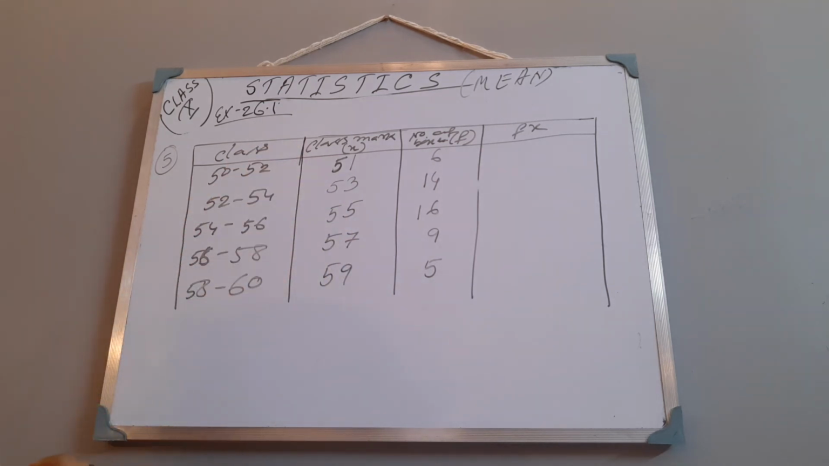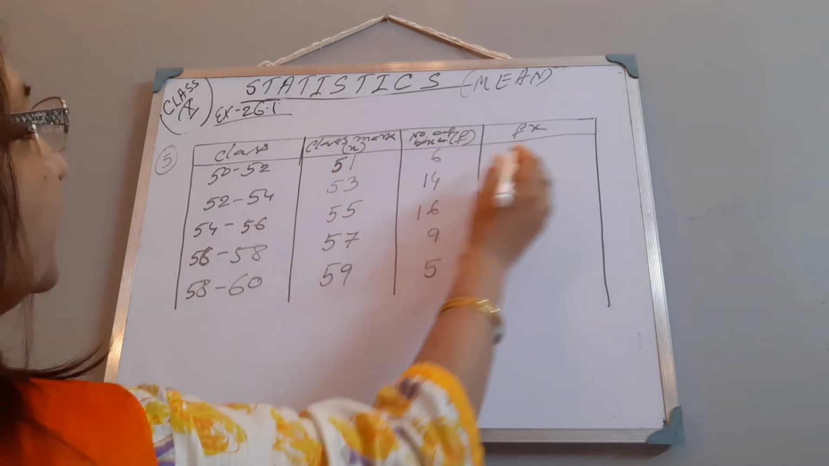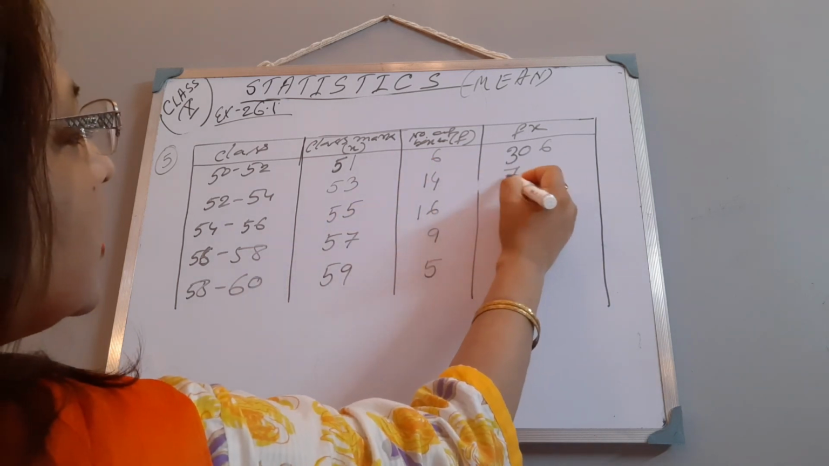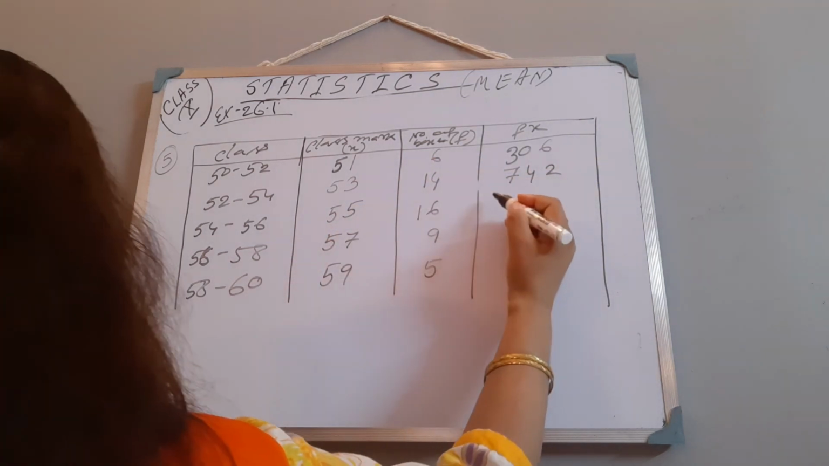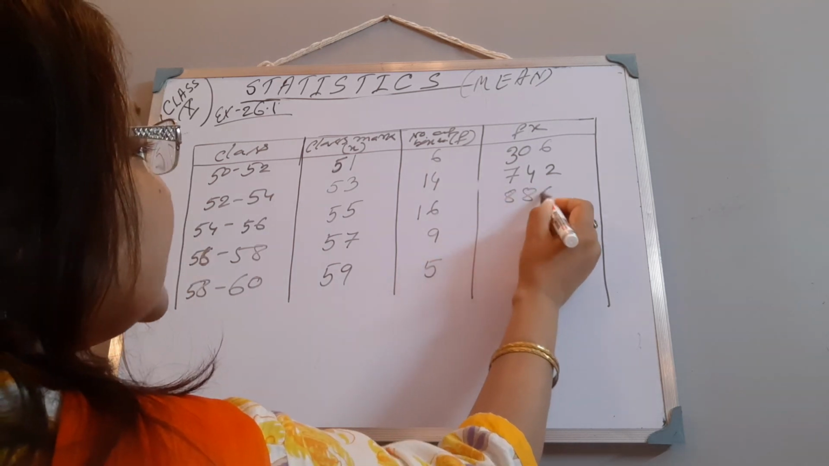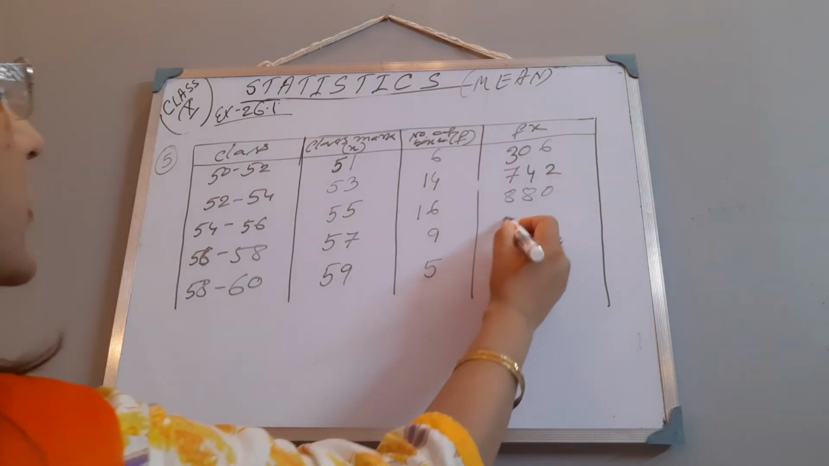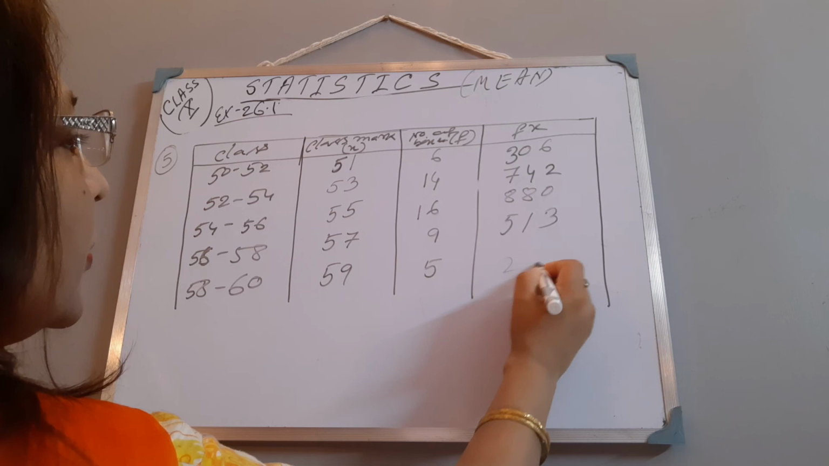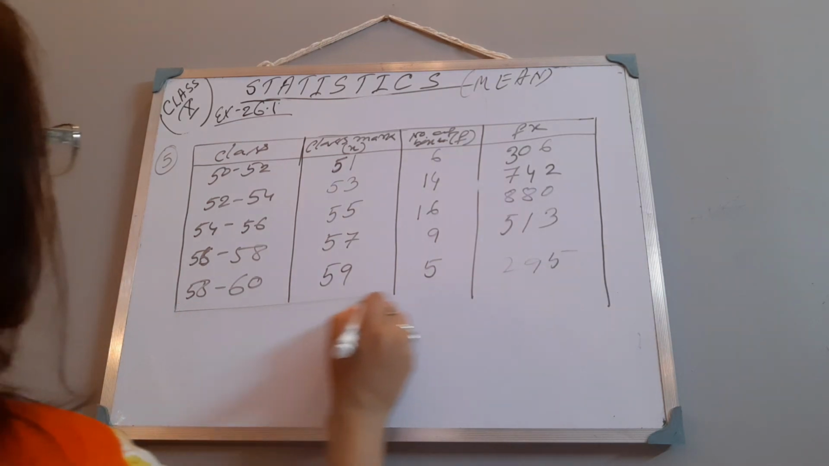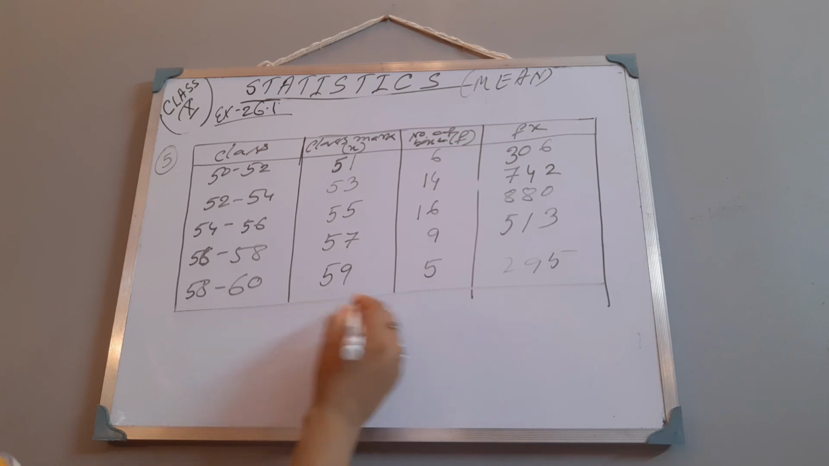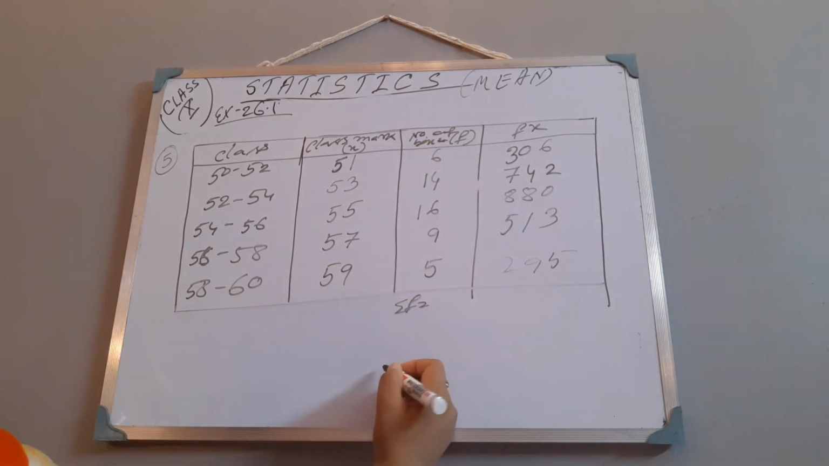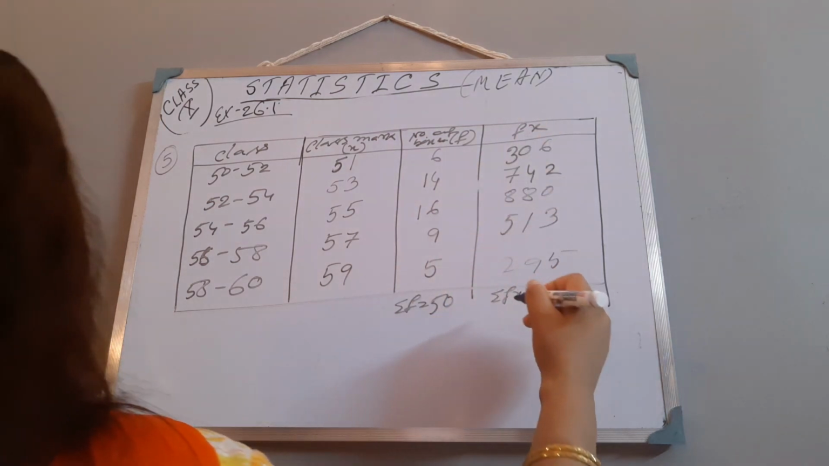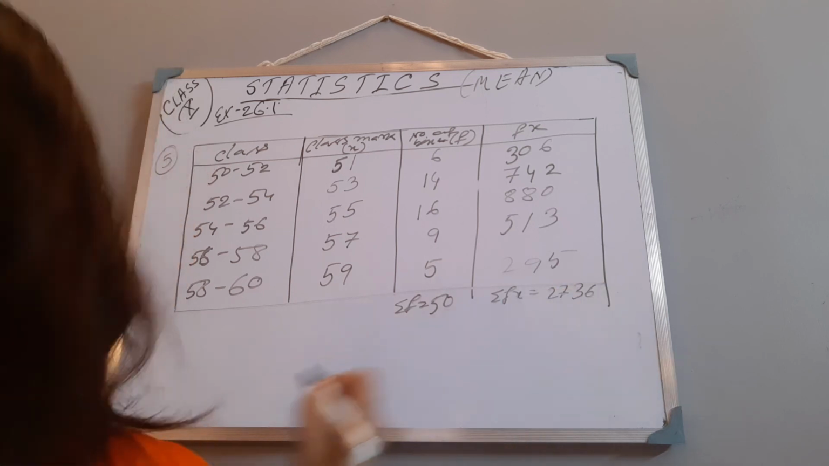So now find fx. Fx means 51 into 6, 306. 53 into 14, 742. 55 into 16, 880. 57 into 9, 513. 59 into 5, 295. Now sigma f. How to find sigma f? Just add all these. So you'll get sigma f. And next sigma fx. Add all these. What we will get? 2736. Got it? Add all this.